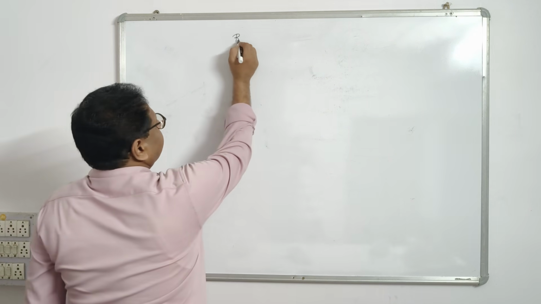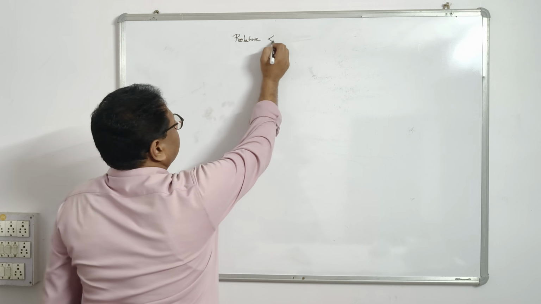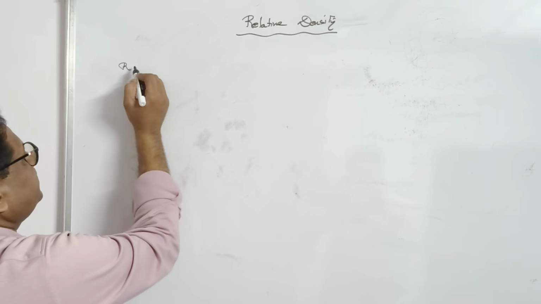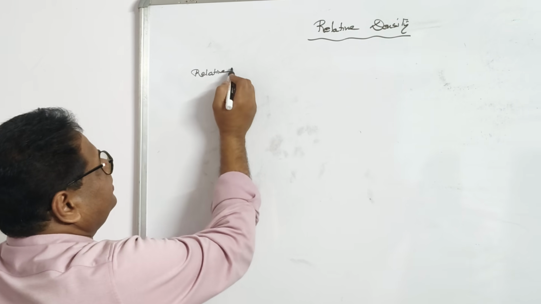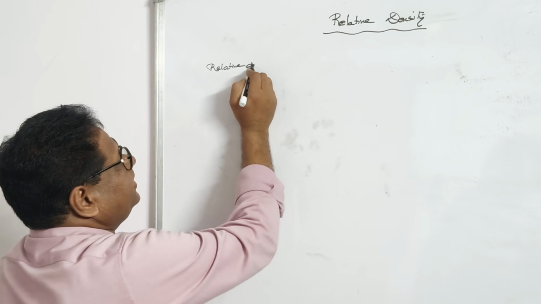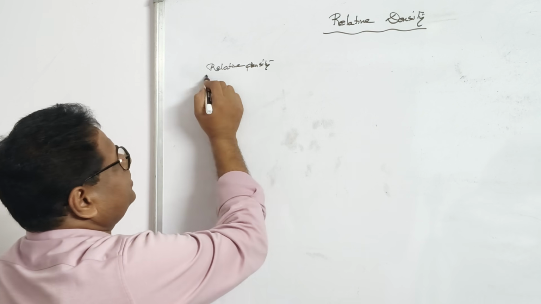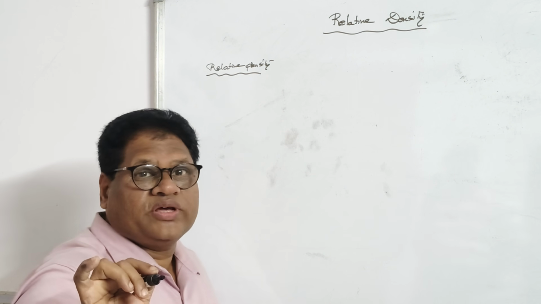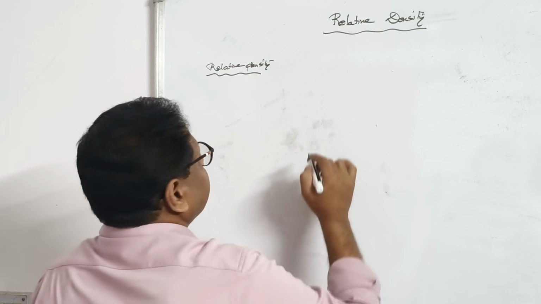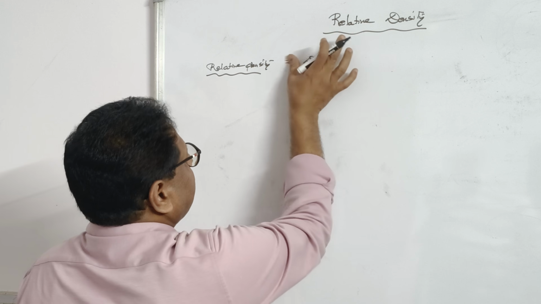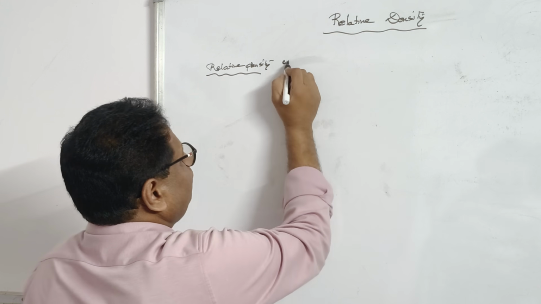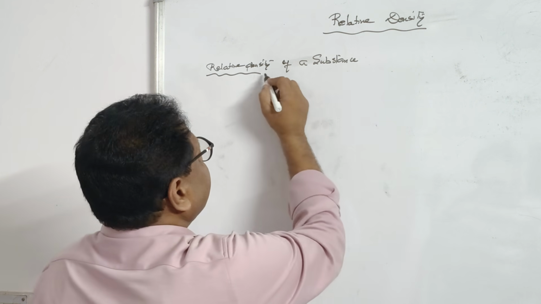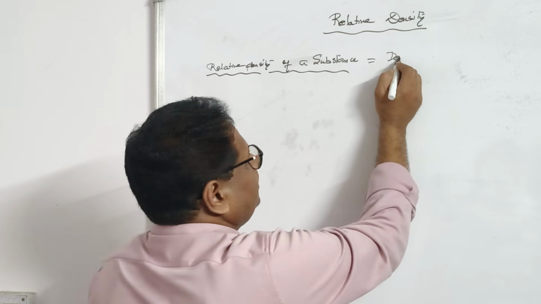First of all, let us express this mathematically. The definition says that it is the ratio of the density of a substance to the density of water at 4 degrees Celsius. But why 4 degrees Celsius? Because water has maximum density at 4 degrees Celsius. So relative density is defined as, this is the relative density of a substance, because you are comparing with water.